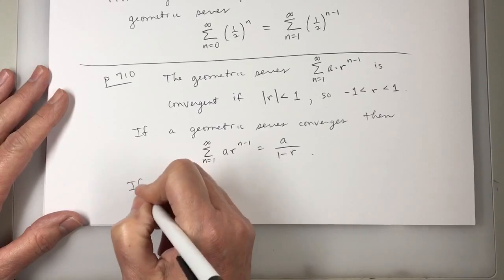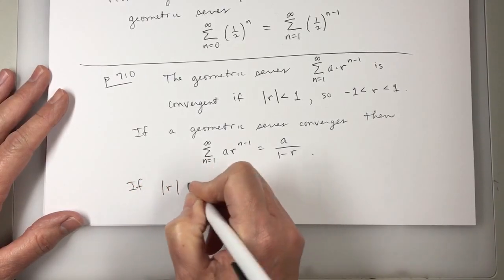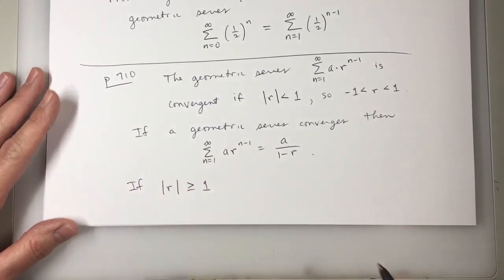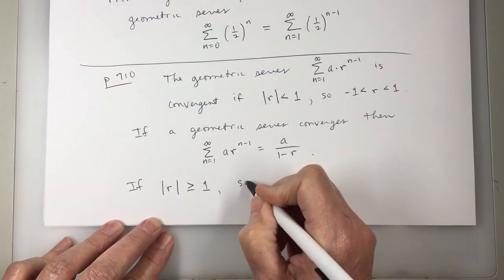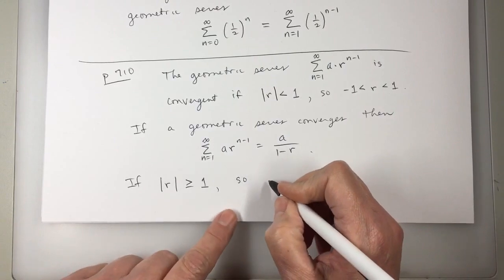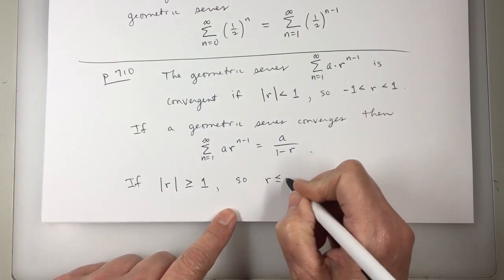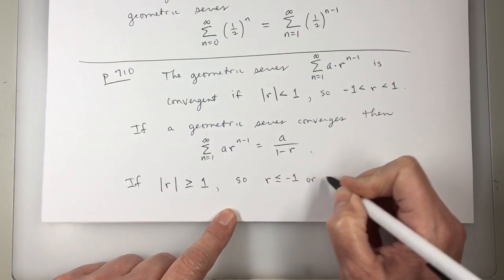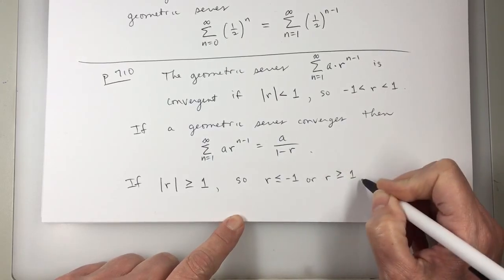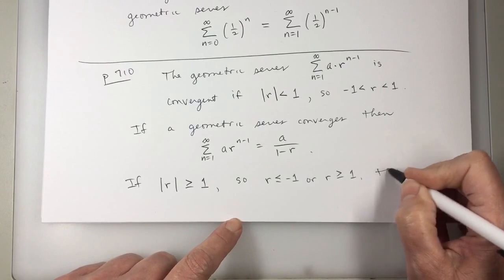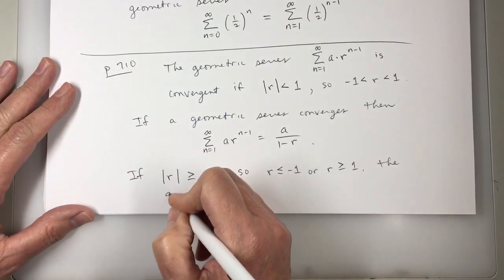And if the absolute value of r is greater than or equal to 1, so I'll put this also without absolute value: if r is less than or equal to -1, or if r is greater than or equal to 1, the geometric series diverges.